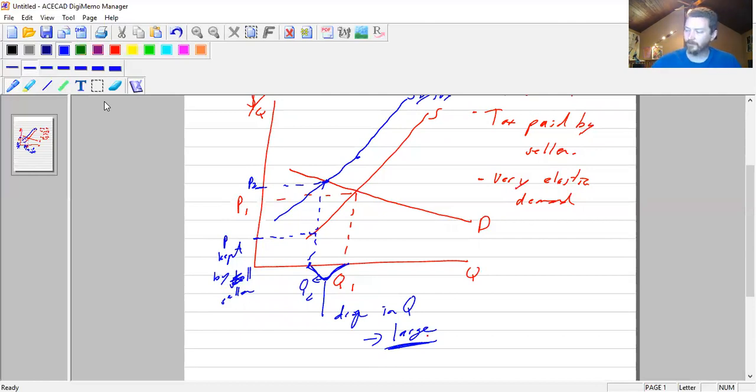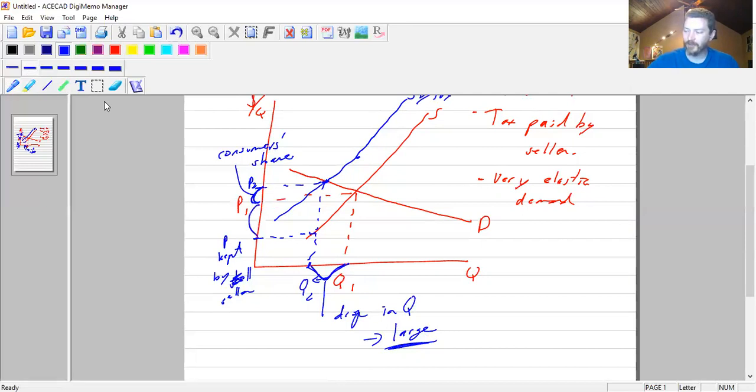And furthermore, this distance right here, the difference between the original price and the price that consumers pay, this is called the consumer's share of the tax burden, right? This tax, it's being paid to the government, has to come from somewhere. So it's either coming from the people buying the product or the people selling the product. So this amount is the consumer share of the burden.